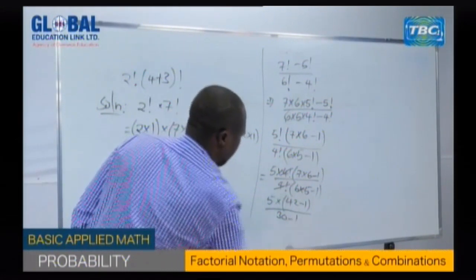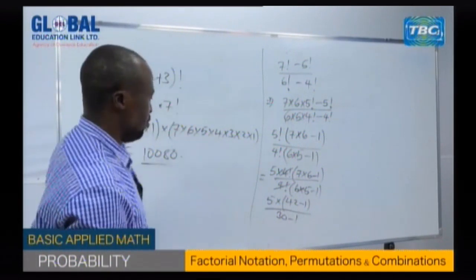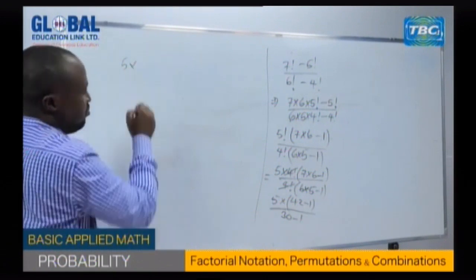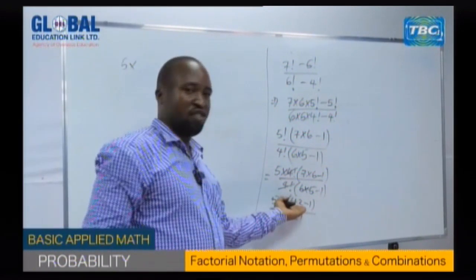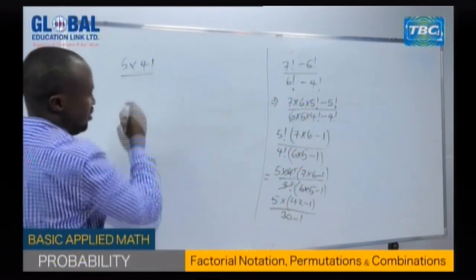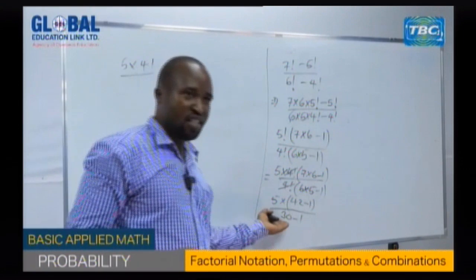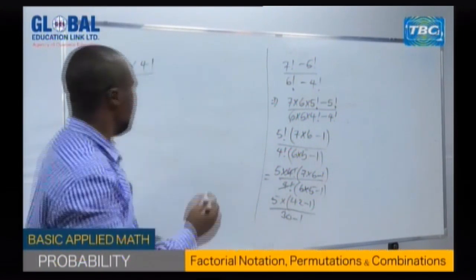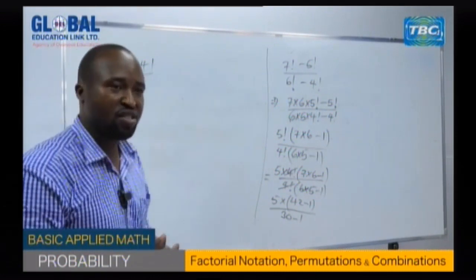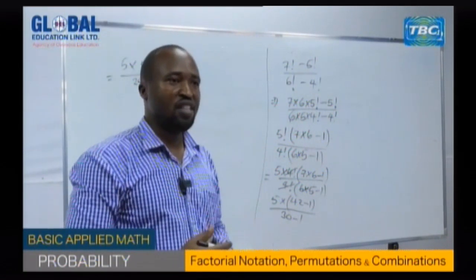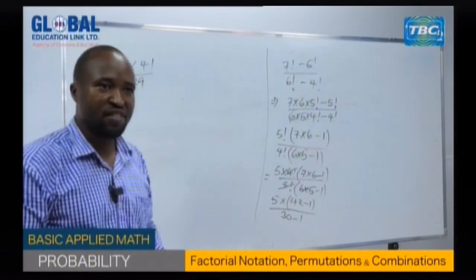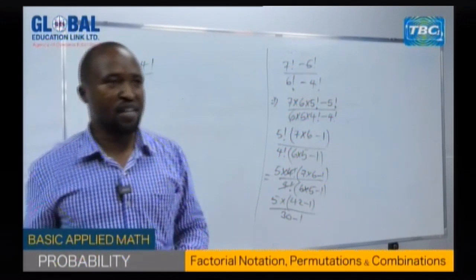minus 1. So my dear student, we are going to have 5 times. Now inside the bracket we have 42 minus 1, that is 41, over, for the denominator side we have 30 minus 1, which is equal to 29. Now again, my dear student, you can use your scientific calculator to find the final answer. So just take your scientific calculator and plug in the data remaining.